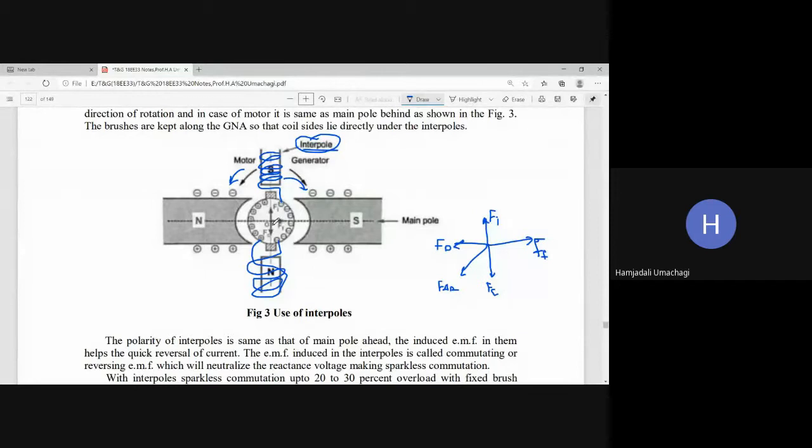How is it going to reduce it? Because the direction of the flux given by the interpole winding is upward, whereas the direction of the cross magnetizing component Fc is downward. So upward and downward cancel each other, and because of that your armature reaction gets decreased. This is how armature reaction can be balanced. It is not balanced simply by the interpole; along with the interpole, I should also make use of compensating winding. I hope you have studied compensating winding in the last class. Have you attended that concept?